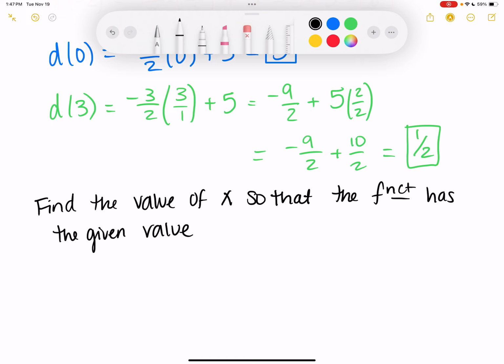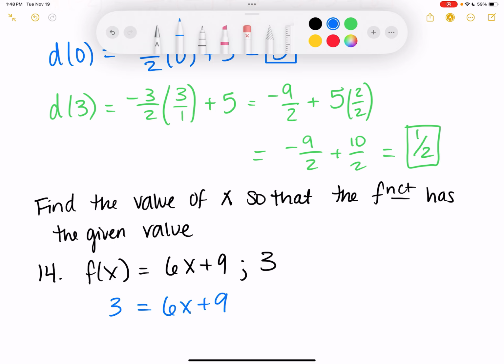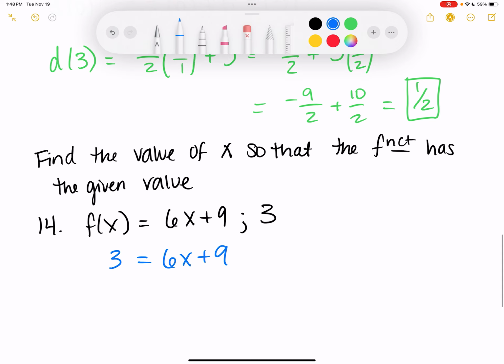That number is what the whole function is equal to. So number 14, f of x equals 6x plus 9. And they say that it's like a semicolon and then 3. Okay, so I'm solving for x. That means that f of x is equal to 3. So in these problems, think about it as y is equal to whatever is given. So this problem would be 3 equals 6x plus 9, and now you need to solve and get x by itself. So how would I do that?